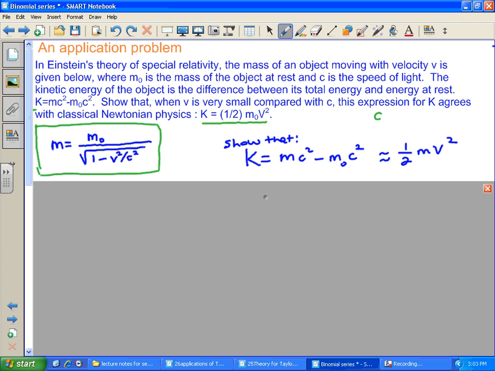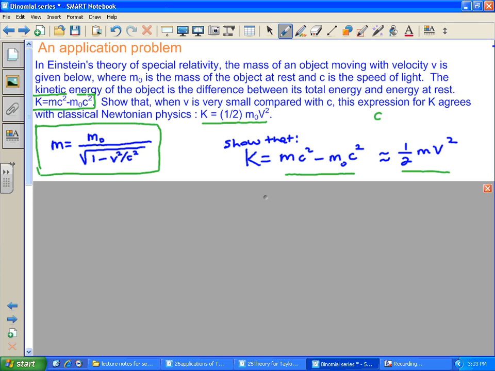Definition of kinetic energy is defined as mc squared minus m sub 0 c squared, where m sub 0 is the mass at rest, and m will be the mass as it's moving, because again, it's supposed to be getting heavier as it moves at very fast speeds. So our job is to show that this complicated looking kinetic energy formula actually boils down to what we've seen, hopefully, if you've ever taken a physics class, that it will boil down to this 1/2 mv squared.